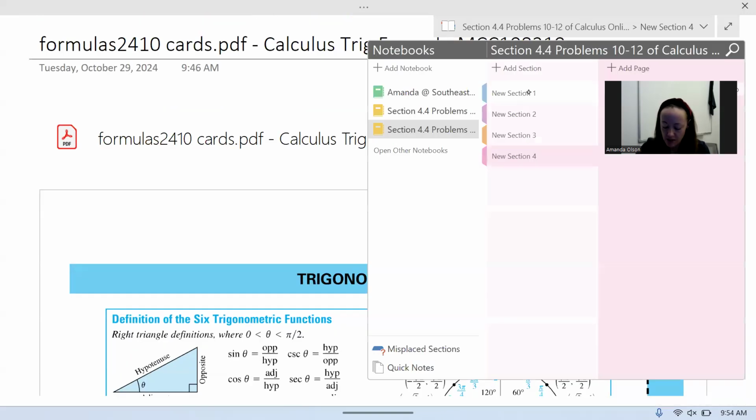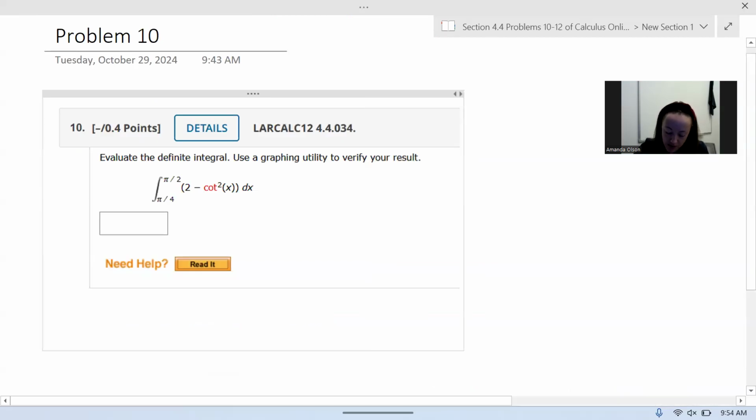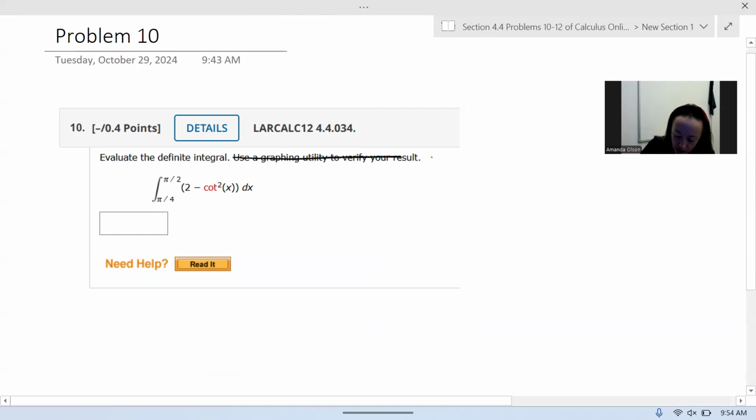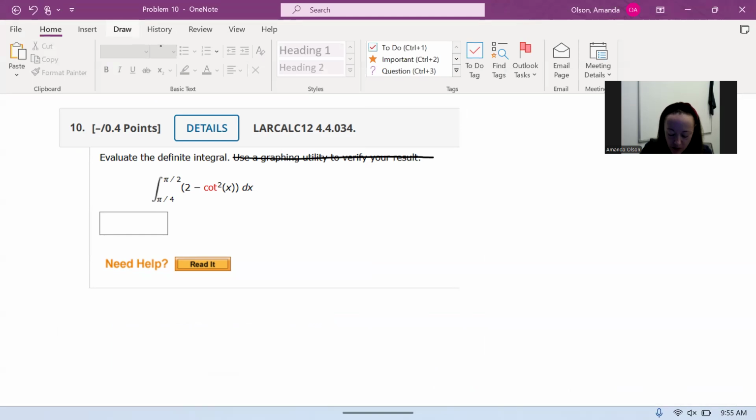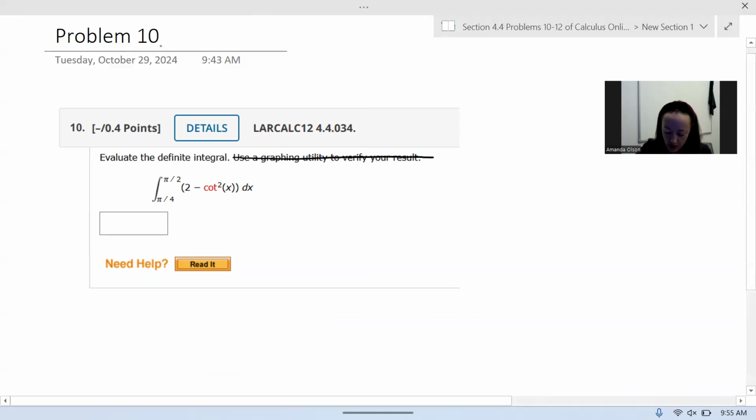So just to give you an idea of what to do. For this one, we're asked to evaluate a definite integral, and then it says use a graphing utility to verify your result. I don't require you to have a graphing calculator, so that part of the problem I would just ignore. Unfortunately, if we change the wording on the problem, it eliminates some of the resources. So just ignore that portion of the wording. We will look at a graphing utility to verify the result, but you don't have to do that. That's not something I would expect you to do on a test if you encountered that.